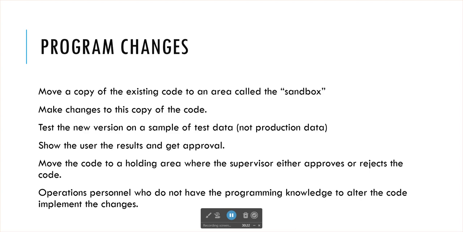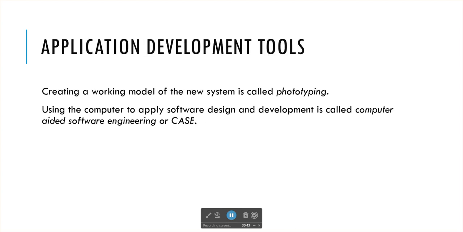Now, operations personnel are the people that run everything day to day. They do not do the programming. The programming is done by separate individuals. So operations and programming is your type of segregation of duties which you have within this. When we create this working version of a new system, it's called prototyping. And when we use the computer to apply the design and development, we call it CASE.